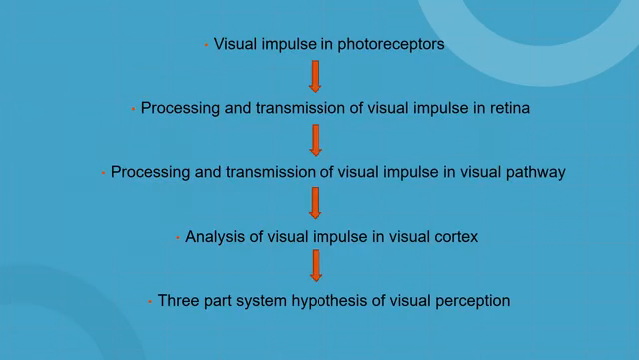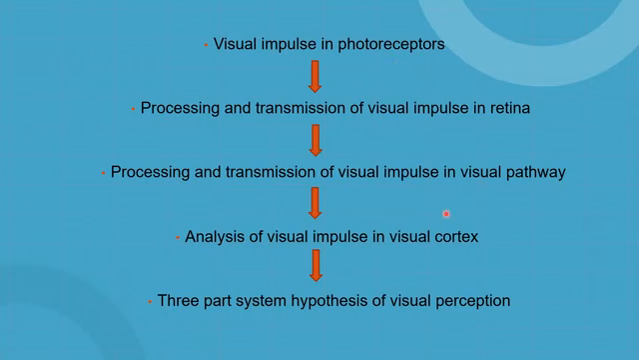So this is a flowchart depicting the mechanism of transmission of vision. First the visual impulse is taken by the photoreceptors, which are present in the layers of the retina, and the processing and transmission of visual impulse takes place in the retina. So this is the starting point, a low level of visual processing. Then the processing and transmission of visual impulse takes place in the visual pathway. The visual pathway is nothing but the path from the photoreceptors to the cortex.